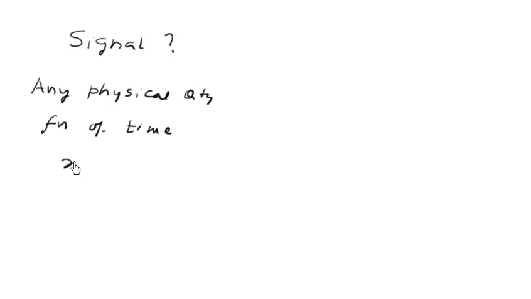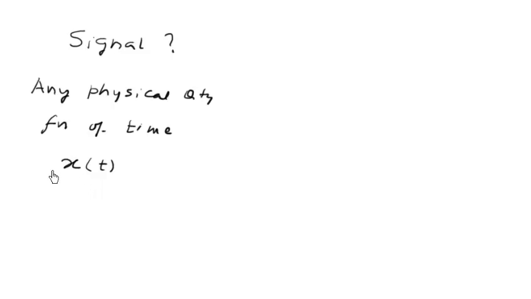Any physical quantity that is a function of time is a signal. Now let me repeat that. Any physical quantity that is a function of time we call as the signal. Now symbolically we represent it as x(t). Now we could have used some other symbol, but we are going to use x(t).